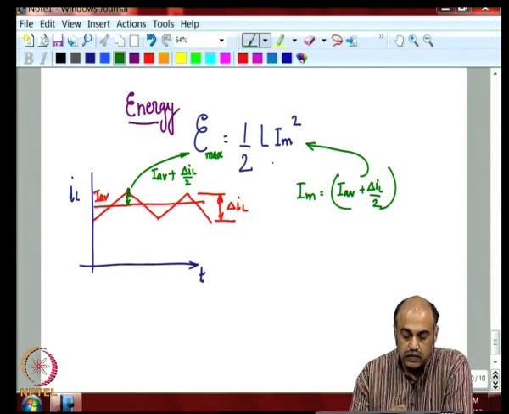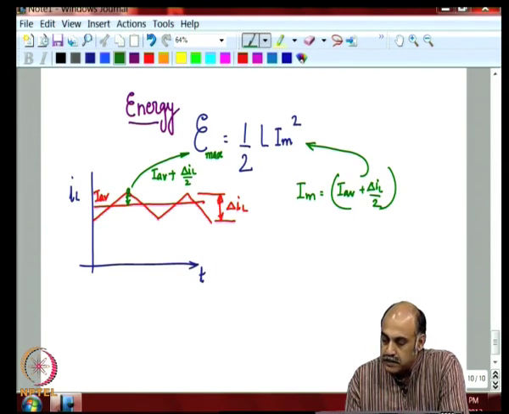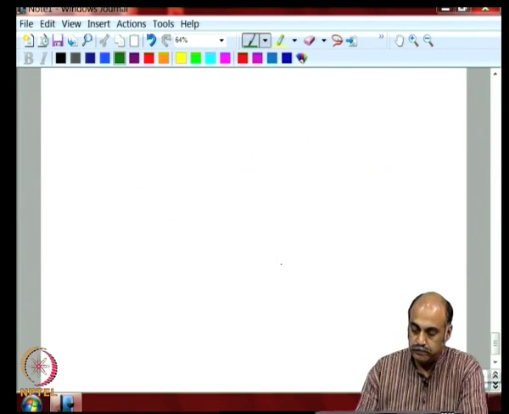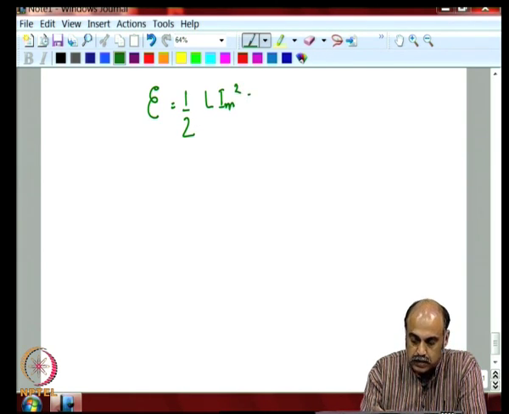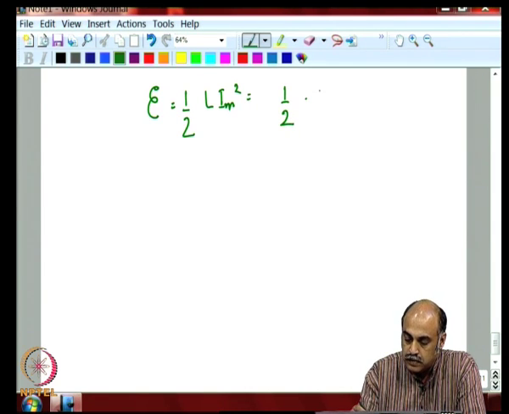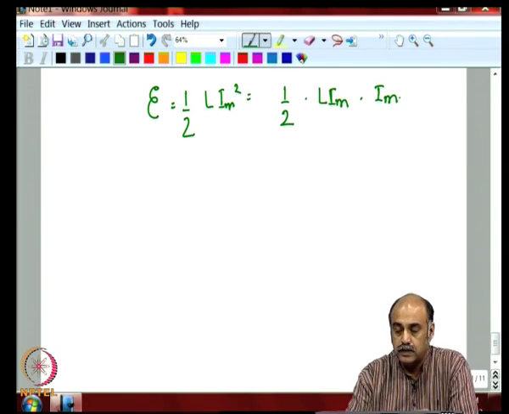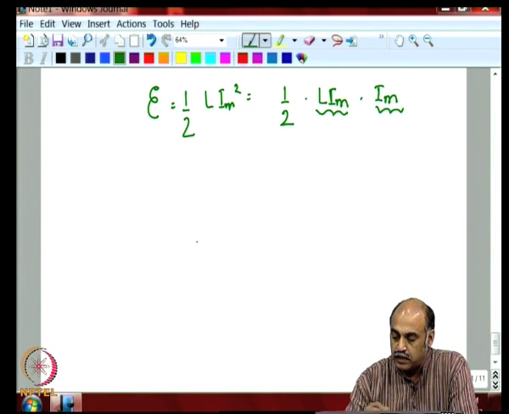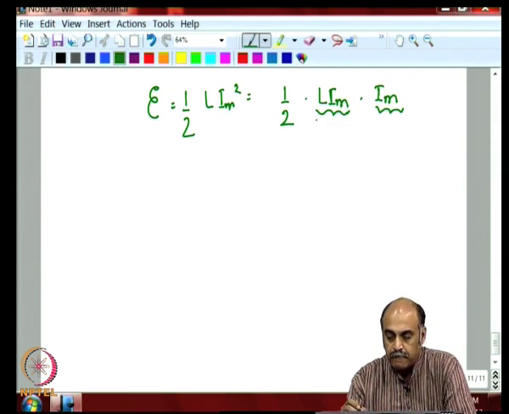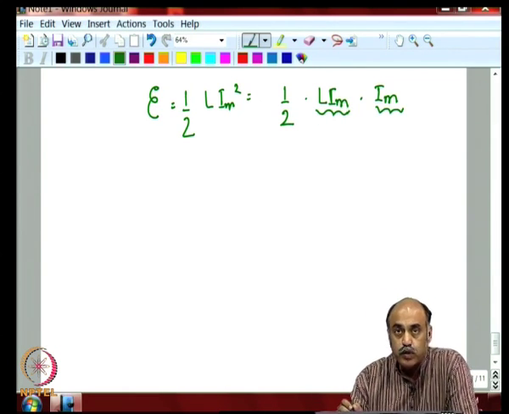Now, all this is the calculation on the electrical side. Let us try to relate this to the physical parameters. Let us make a split. E is equal to half L I m square is half L I m into I m. Let us take this from two different rules, that is, one is the flow based and another is the potential based.